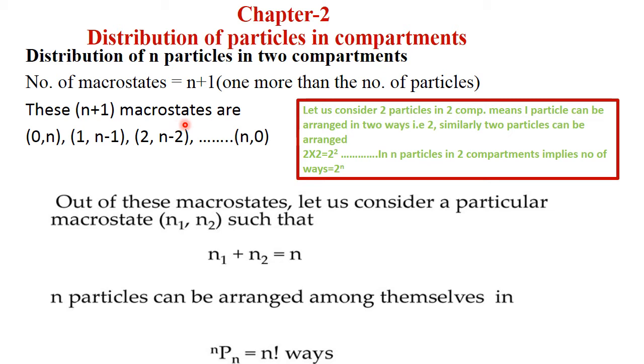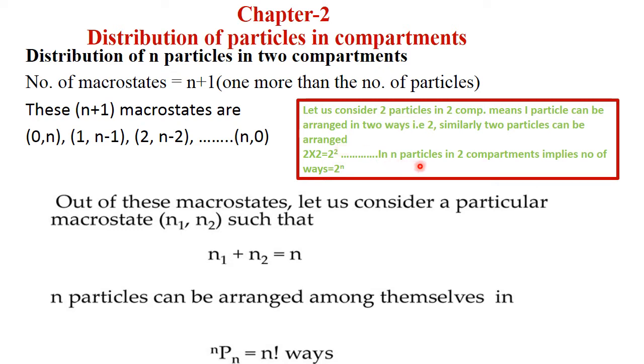So now the second challenge is to calculate the number of microstates in the system. How do we calculate the number of microstates of the system? Let us consider two particles in two compartments. One particle can be arranged in two ways, that means 2. Similarly, if we take two particles, they can be arranged in 2 into 2 ways. The arrangement of the first particle is 2 and the arrangement of the second particle is 2. So it comes out to be 2 raised to the power 2.